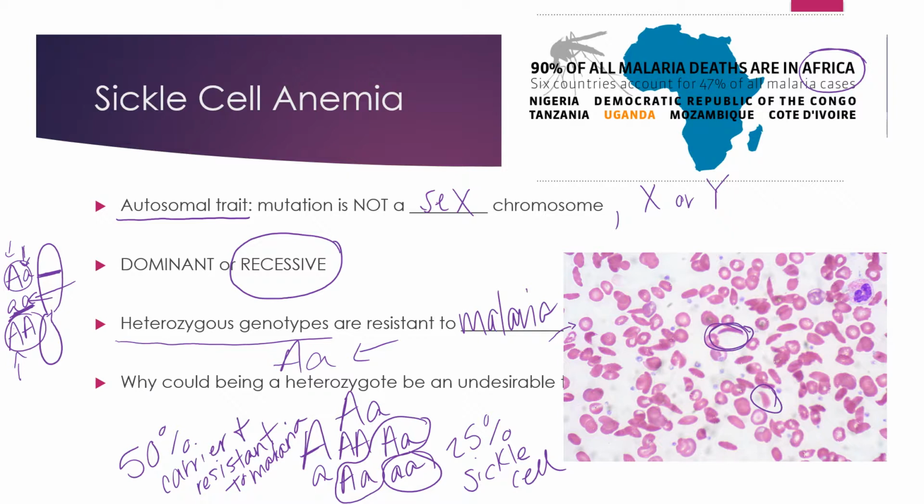Unfortunately, sickle cell anemia is more prevalent in African Americans, and that's because it's evolutionary. It's kind of an evolutionary trait, and it's because malaria is most prevalent in Africa. So having this heterozygote genotype actually makes you resistant to malaria, which is good, especially if you live in Africa.